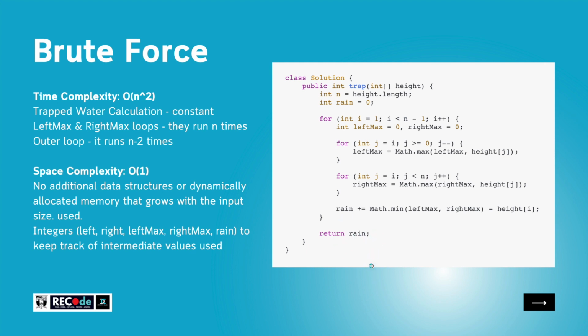For this code, the time complexity is n squared because you have 2 for loops. It's a nested loop. This outer loop runs n minus 2 times, and each of these inner for loops runs n times. And the rainwater calculation is constant. So together you have n squared time complexity. The space complexity is O(1) because we do not use any additional data structures or dynamically allocated memory, and that makes space complexity O(1).